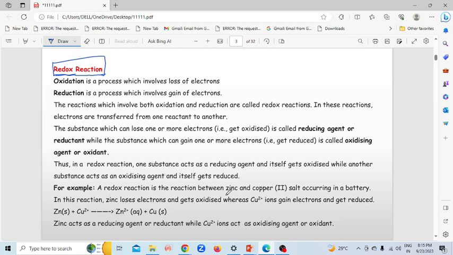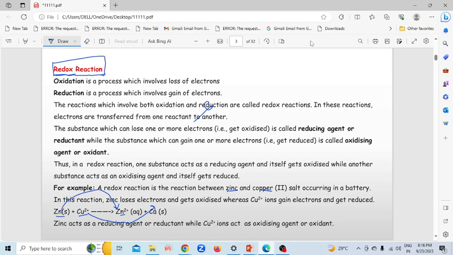So in the electrochemical cell, the redox reaction is the reaction between zinc and copper. What is happening here? Zinc and copper salt occurring in a battery. Zinc is converting to Zn plus 2, which is oxidation, whereas copper plus 2 is converting to copper, so it is reduction. Oxidation and reduction both are happening, and it is making a cell.